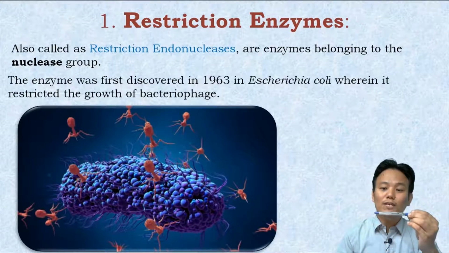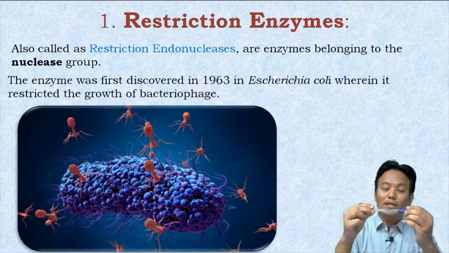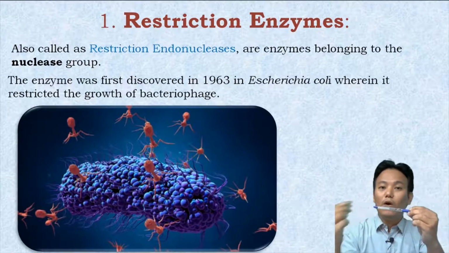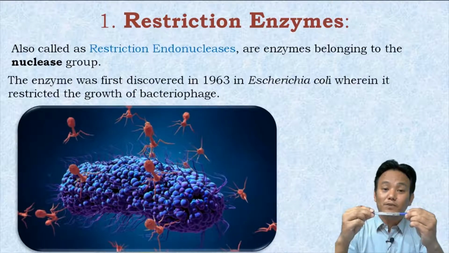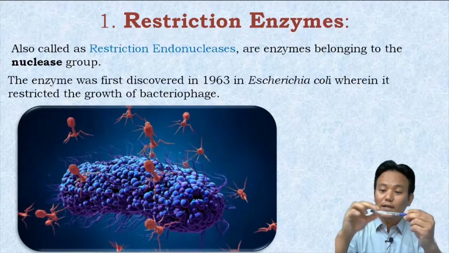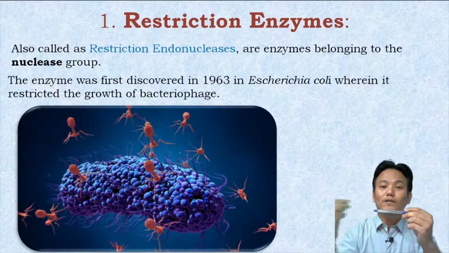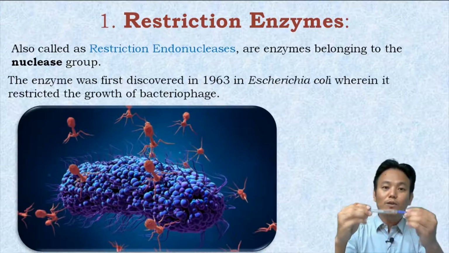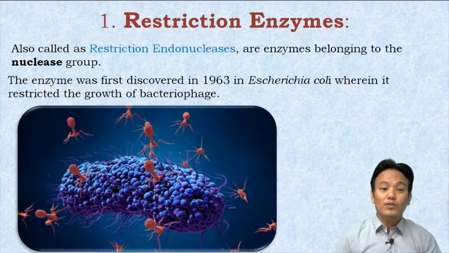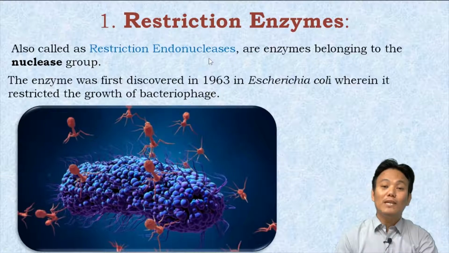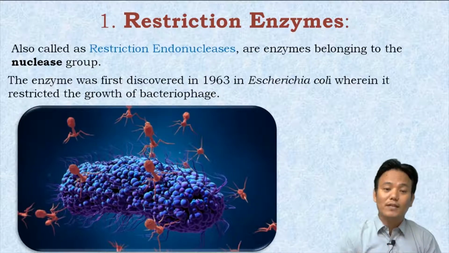Whereas exonucleases break or cut the nucleotides from the two ends, either from the 5' end or from the 3' end. Therefore they are called exonucleases, because they are breaking the nucleotides or the phosphodiester bonds at the ends of the polynucleotide chain. So the tool that we use in recombinant DNA technology is restriction endonucleases. They can break down nucleic acid right in the middle, so they can make cuts right in the middle of the polynucleotide chain.